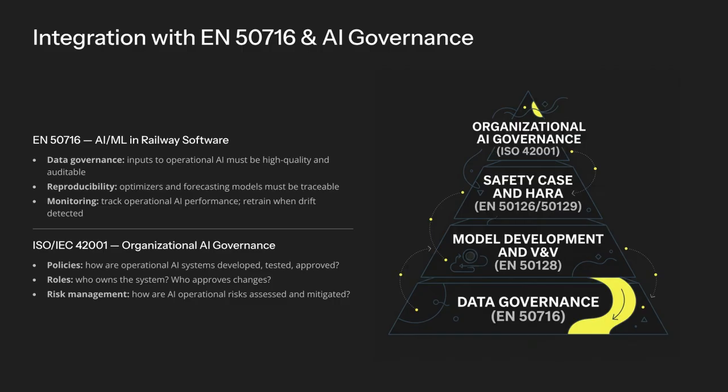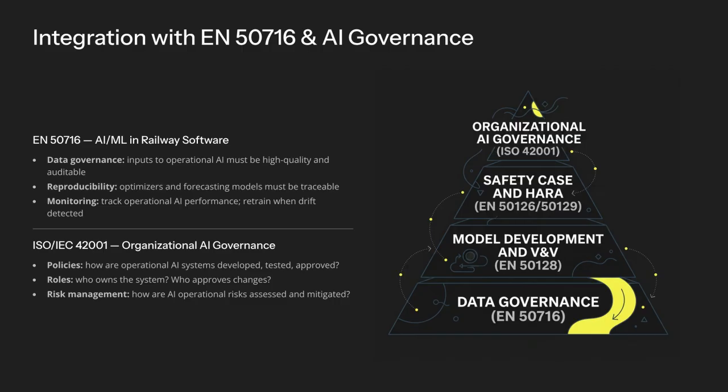Something like: all operational AI systems that feed into signaling or safety critical decisions must be subject to EN 50126 hazard analysis and risk assessment. They must be tested on realistic scenarios, including disruption scenarios before deployment. They must be monitored continuously for performance degradation in live service. Any update must go through change control and require retesting.